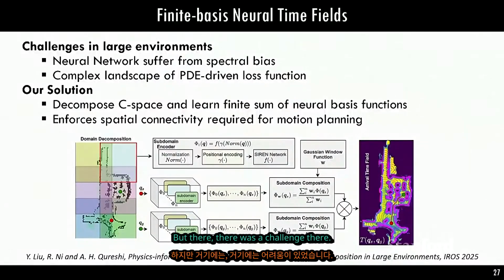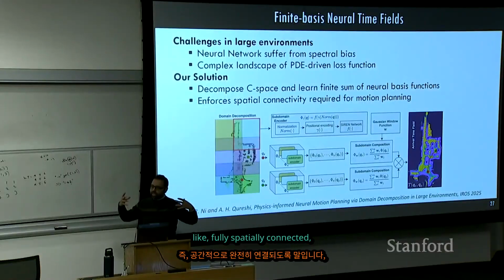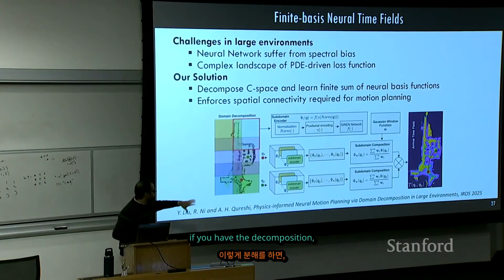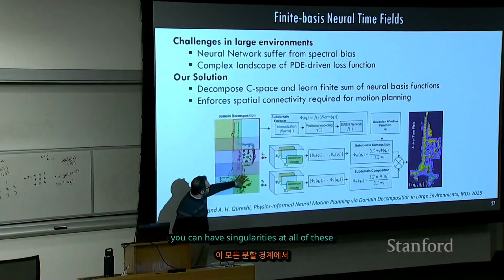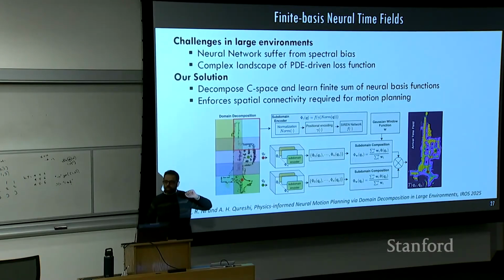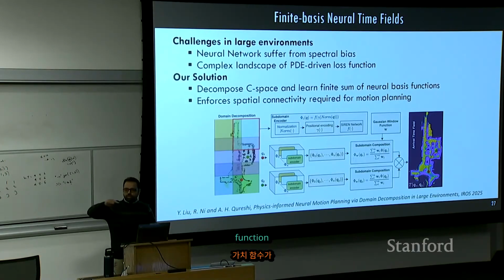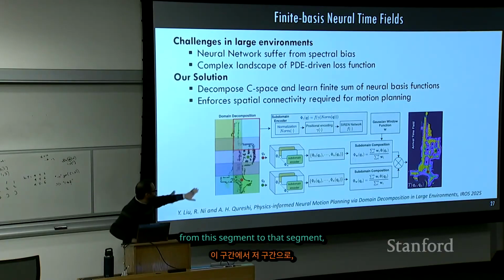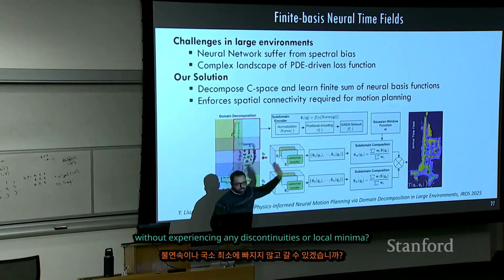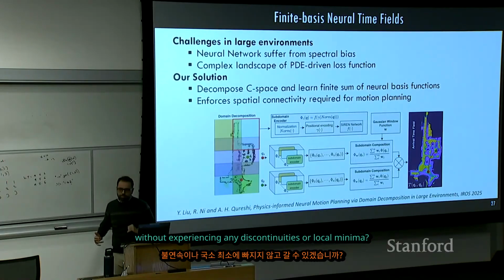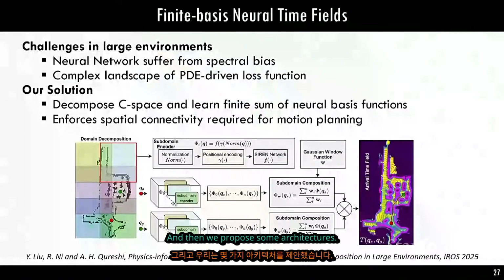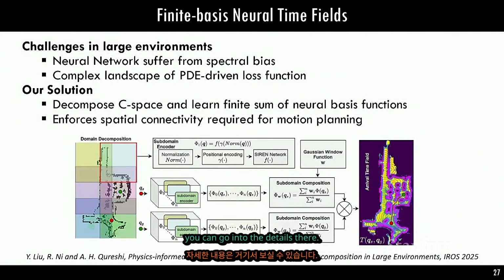But there was a challenge there. I want my value function to be continuous, fully spatially connected, because if you have this decomposition, you can have singularities at all of these partitions. So how can we get this global value function so that I can go from any point to any point, from this segment to that segment, without experiencing any discontinuities or local minima? That was the challenge, and we proposed some architectures. If you're interested, you can go into the details there. But this architecture basically decomposes your problem into subdomains and then learns this global function.